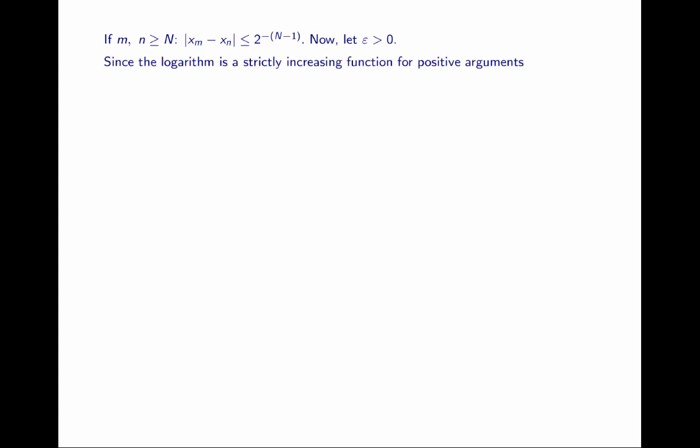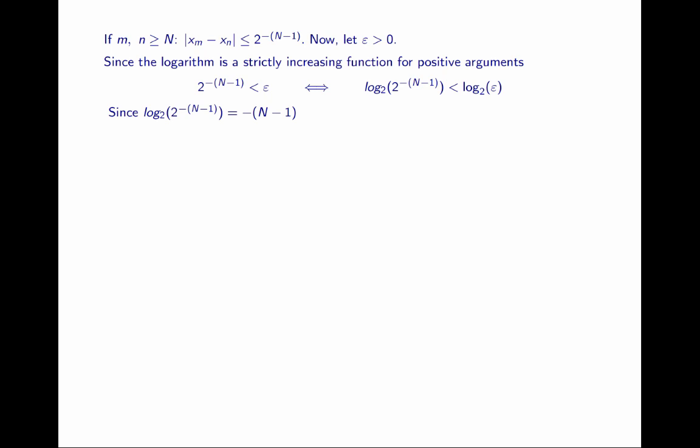Now, since the logarithm is a strictly increasing function for positive arguments, 1 over 2 to the n minus 1, which is of course the same as 2 to the negative n minus 1, is less than epsilon if and only if the log base 2 of 2 to the negative n minus 1 is less than the log base 2 of epsilon. Now, I'm using the base 2 logarithm because, well, I've got a base 2.